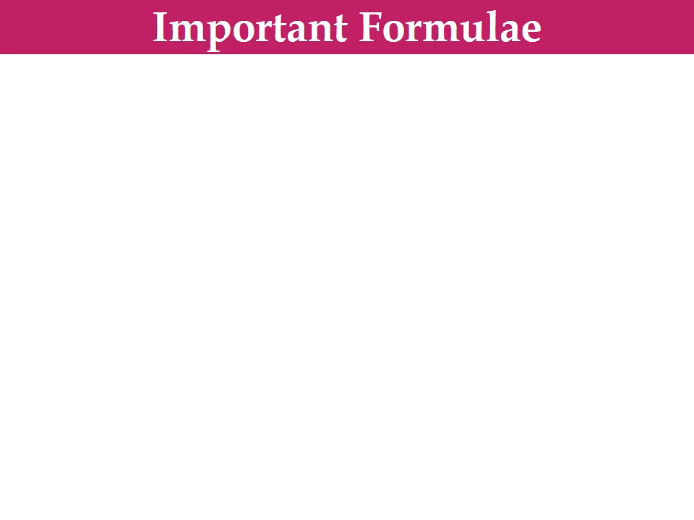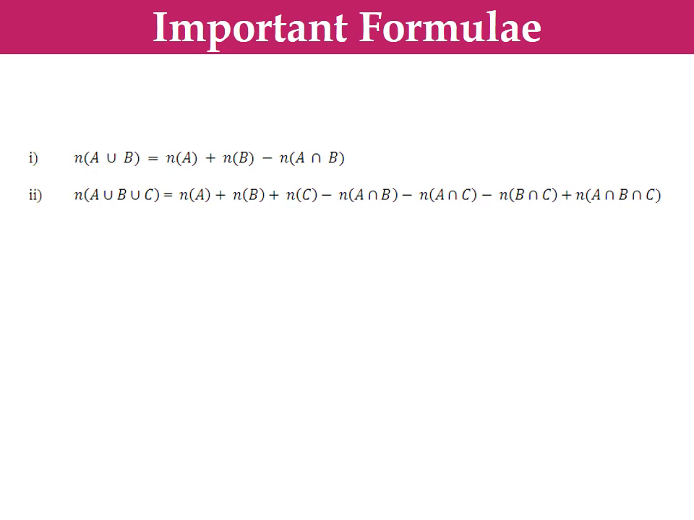In this slide, we are going to discuss some important formulas. The first one is n(A union B) equals n(A) plus n(B) minus n(A intersection B). The second one is n(A union B union C) equals n(A) plus n(B) plus n(C) minus the intersection terms: n(A intersection B), minus n(A intersection C), minus n(B intersection C), plus n(A intersection B intersection C).